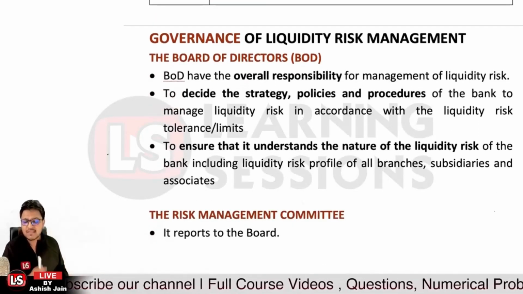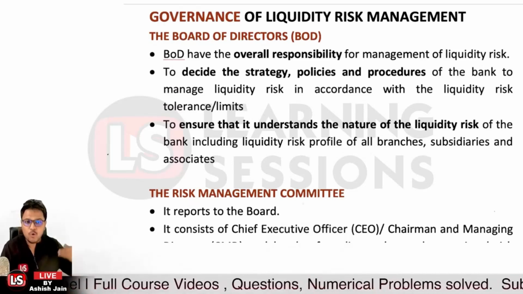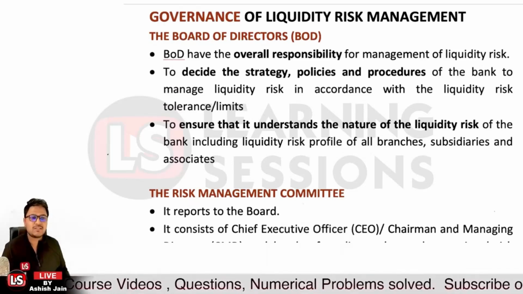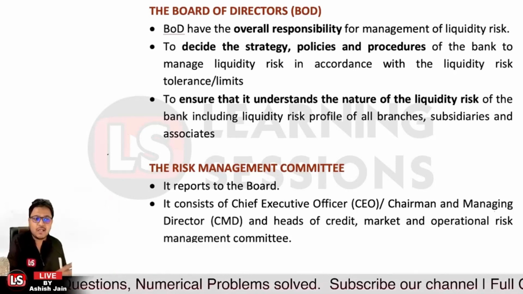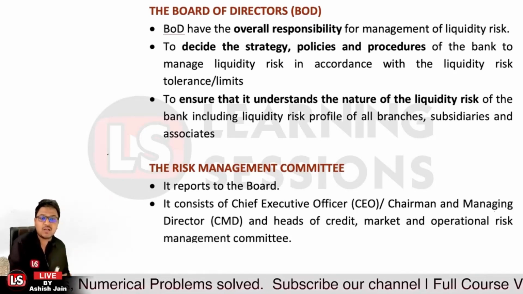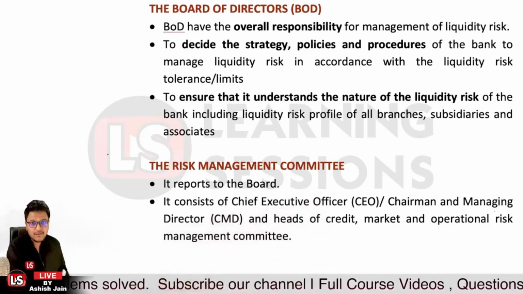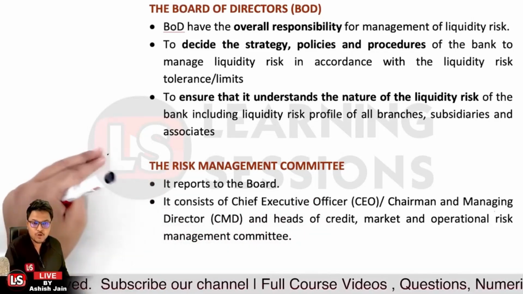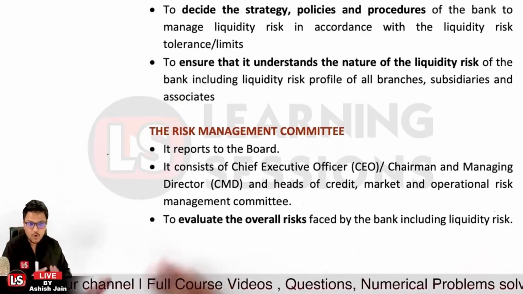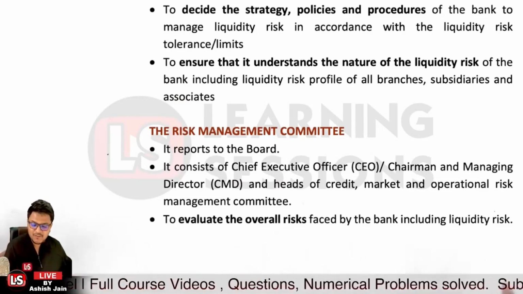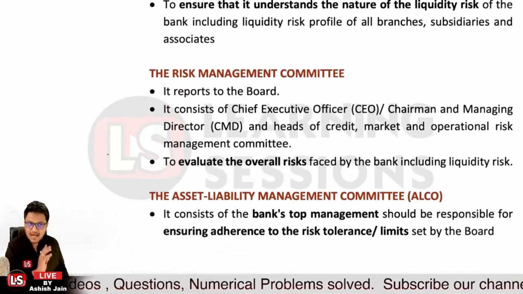The second tier is the risk management committee. It reports to the board of directors, and it consists of the CEO, CFO, chairman, and the managing directors, and the heads of the credit, liquidity and market, and operational risk management committees. Those are the members of the risk management committee, and they will be reporting to the board of directors. They evaluate the overall risk. Whatever the liquidity risk faced by the bank, that is evaluated by the risk management committee, the RMC.